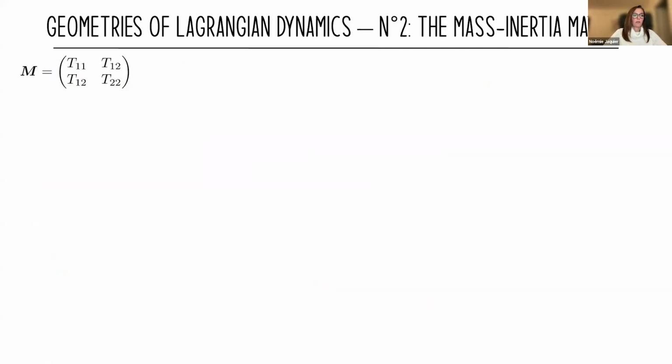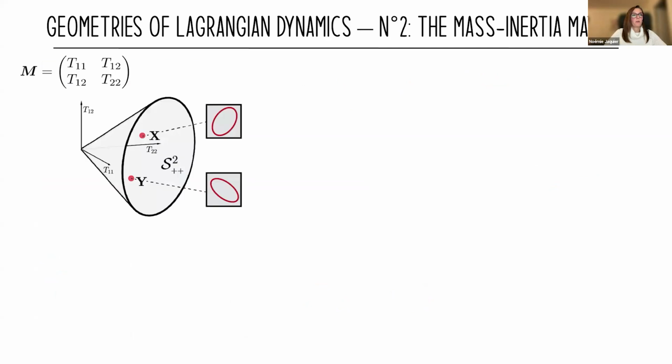So this is where the second side of Lagrangian dynamics comes in: how can we improve the performance of this network? One way to do this is to account for the geometry of one of the parameters that we are learning, which is the mass inertia matrix. As I told you, this mass inertia matrix is a symmetric matrix. You see that here in 2 dimensions because the off-diagonal elements are the same. And it's positive definite, which means that all the eigenvalues of this matrix must be positive.